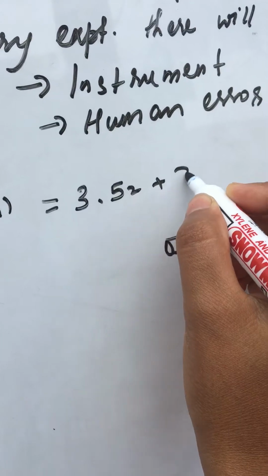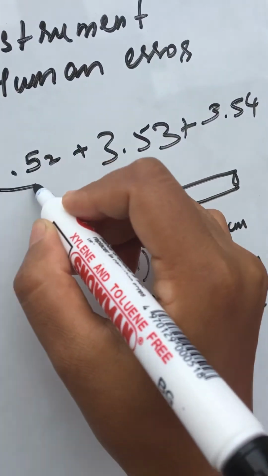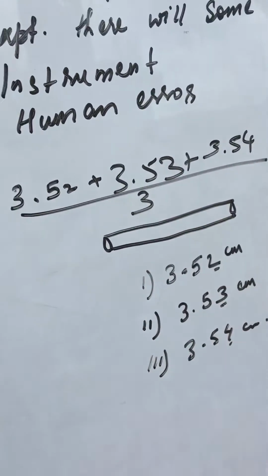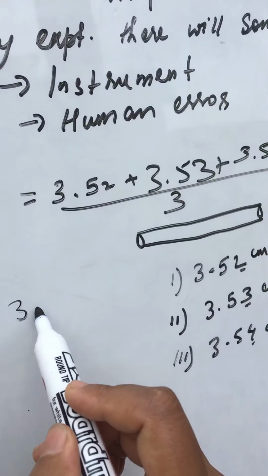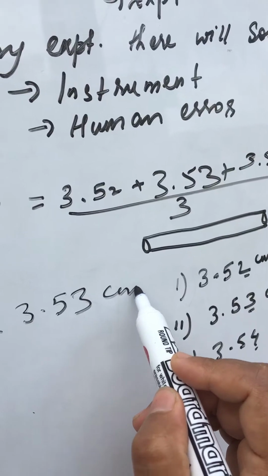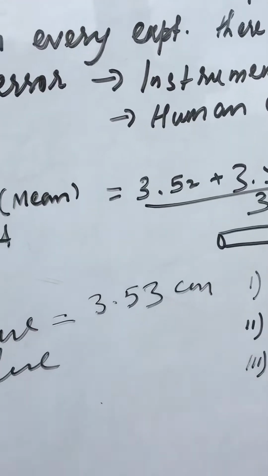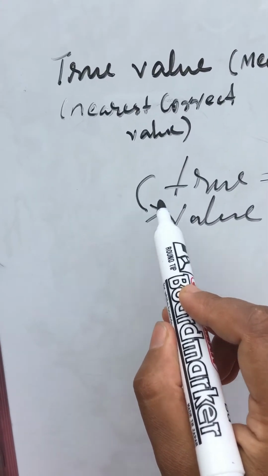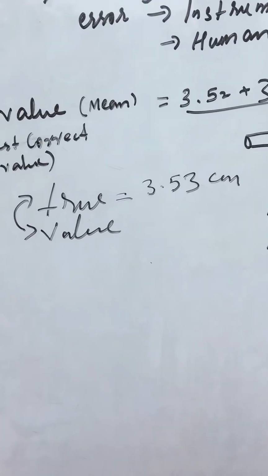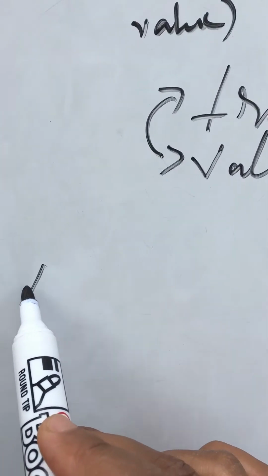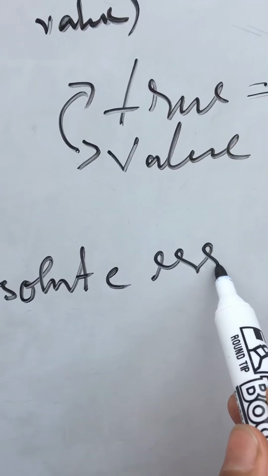So what is the mean in this case? 3.52 plus 3.53 plus 3.54 divided by how many times the experiment has been done, 3 times. When you do the calculation, it is 3.53. So this is the true value. Now any deviation from the true value is the absolute error. Then we have a concept called absolute error, and I took the example.